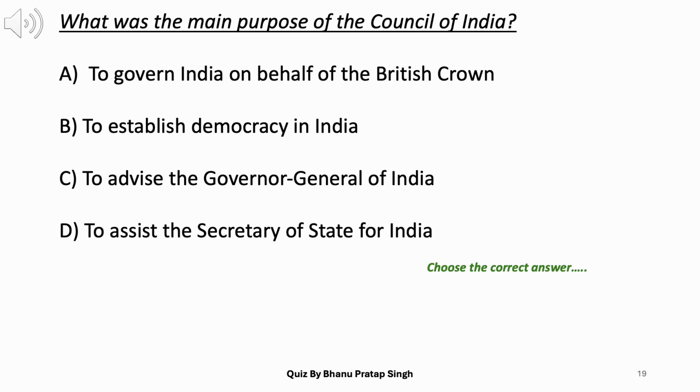19. What was the main purpose of the Council of India? A. To govern India on behalf of the British Crown. B. To establish democracy in India. C. To advise the Governor-General of India. D. To assist the Secretary of State for India.